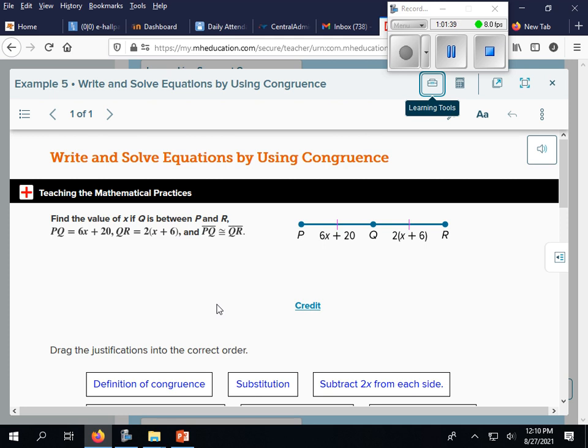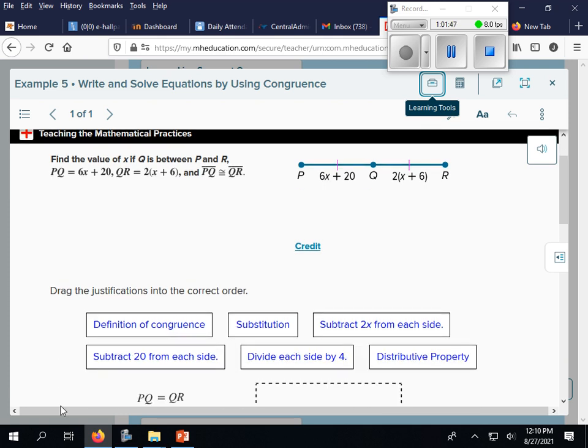What do you know about this length and this length? They're congruent. And if we're going to change it into algebra, instead of saying congruent, we're going to say they're what to each other? Equal. They're equal. So can we set up an equation from that? Give me one of the segments. 6x plus 20. And we know that that has to equal what? 2(x plus 6). Does everybody see that? How that's a little different.